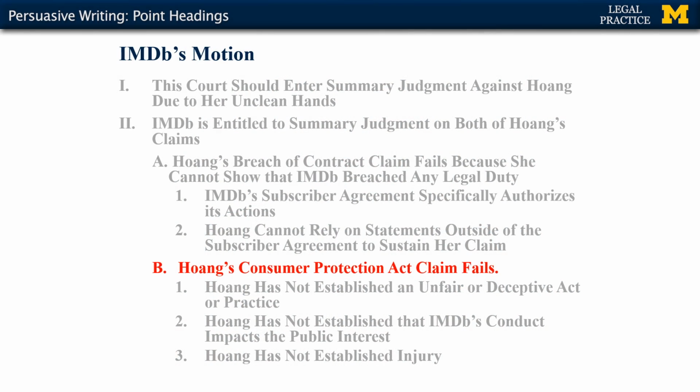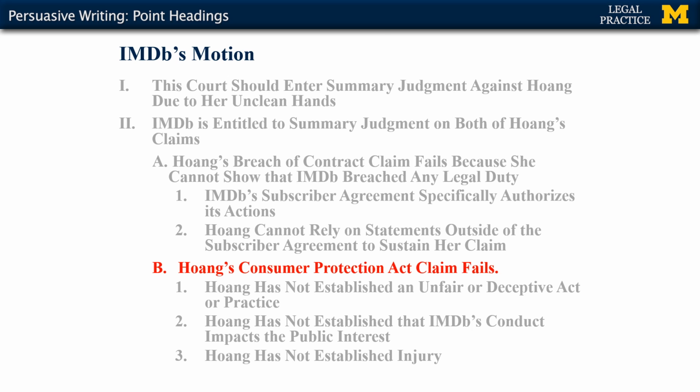So in terms of subheadings, note that they can do a number of different things. If there are essential elements that a party has to prove, it might use subheadings for each of those elements. If there are multiple different ways a party could win the case or win that argument, each individual subheading might provide a different way that the party could win that argument. That's actually what IMDb is doing with this argument B. Because the plaintiff has the burden of showing that all of the elements of the Consumer Protection Act are satisfied, IMDb could win by showing either 1 or 2 or 3.